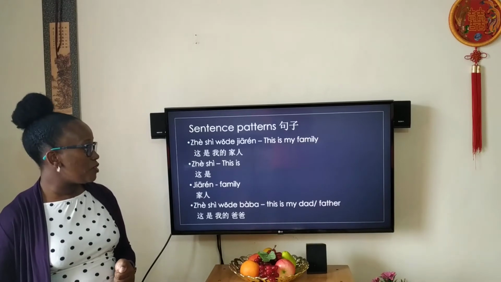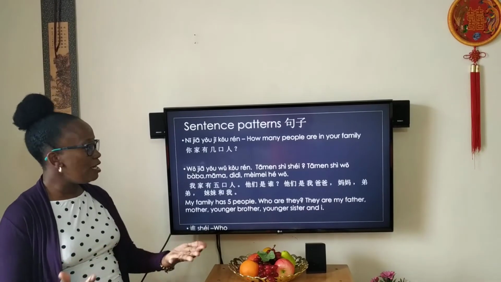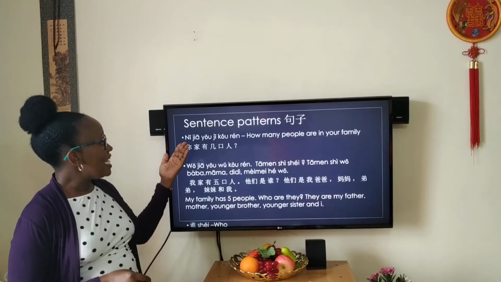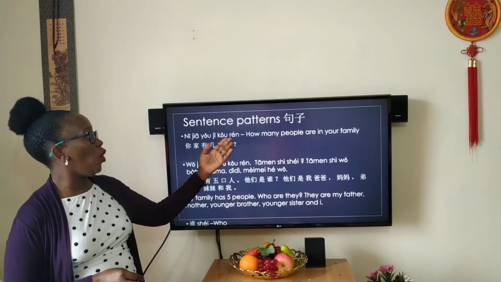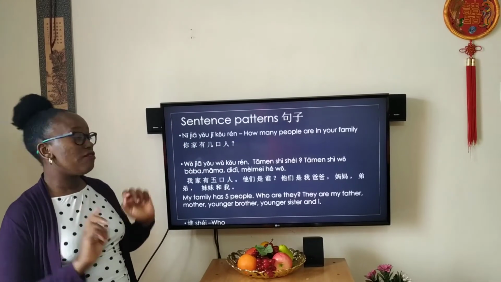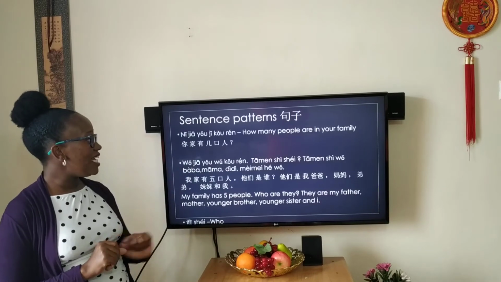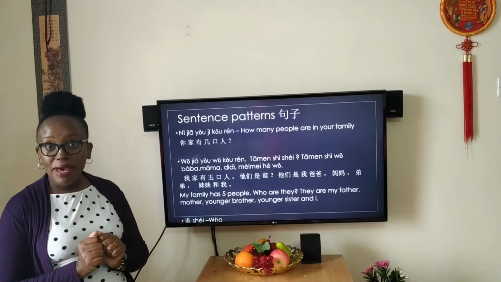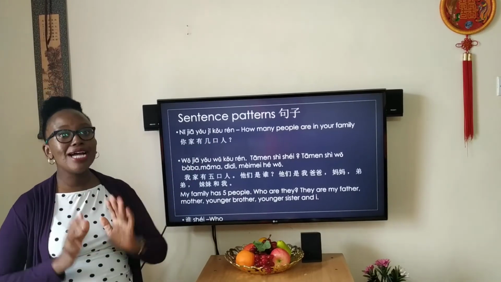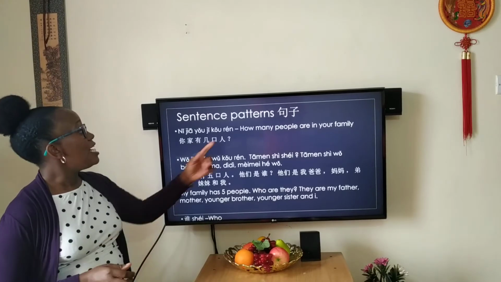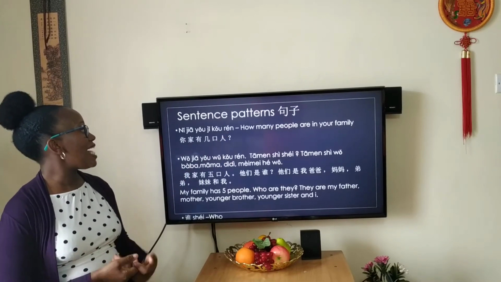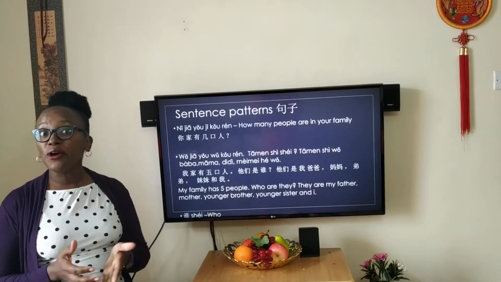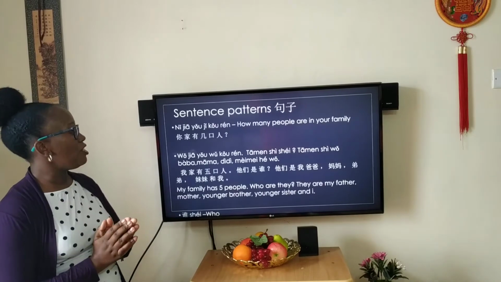Now, if somebody asks you, how many people are there in your family? The sentence pattern we use for that is 你家有几口人? 你 means you, we've already learned that. 家 is family. 有 means to have or has. 几 is how many. 口 is a measure word, and we are going to look at that in another lesson. 人 are people. So we are basically asking, your family has how many people? 你家有几口人? How many people are in your family?